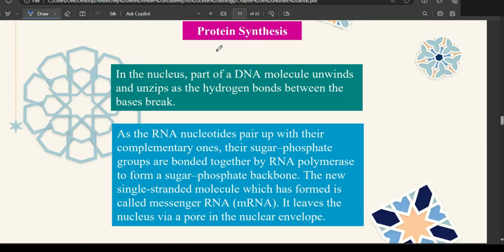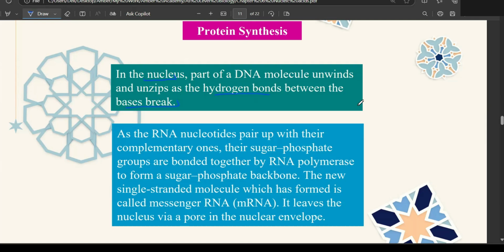And who exactly is responsible? We have already talked about the fact that ribosomes are responsible for protein synthesis, or RER is responsible for protein synthesis. We already know the background story, but now we are diving into the process of how it is actually made. So in the nucleus, part of the DNA molecule unwinds and unzips. We have already talked about how the DNA molecule unzips itself and the hydrogen bonds between the bases are broken. So as your double helix of DNA unwinds or unzips, the hydrogen bonds between the bases are broken.